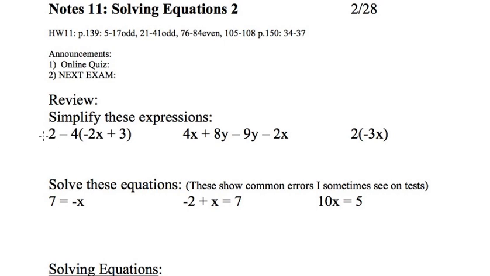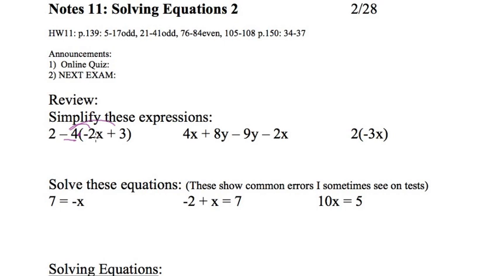So first off, we are simplifying these expressions. These are expressions because they have no equal sign. To finish the problem will be just to make them more simple. So the first thing is to distribute this -4. Be careful, don't do 2 minus 4 first. We have to multiply before we subtract.